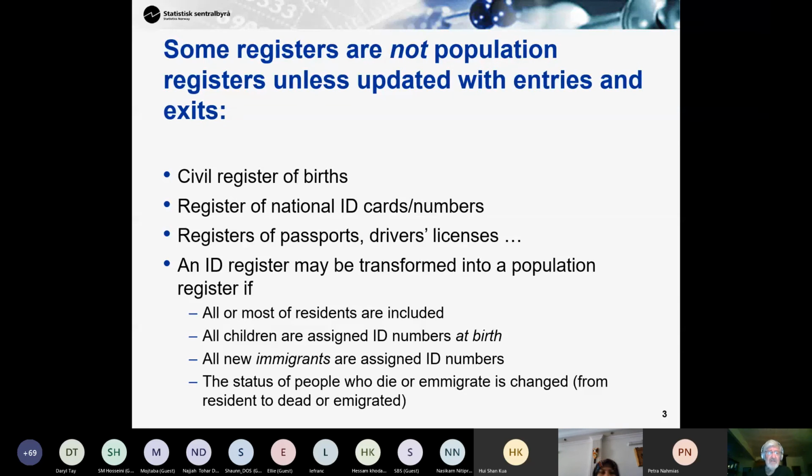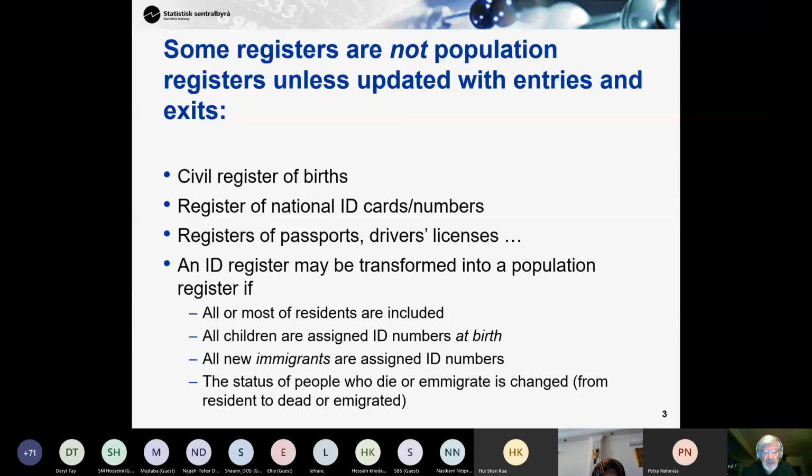But an ID register may be transformed into a population register if all or most residents are included. By that, I also mean non-citizens if they live in the country, yes. And secondly, that all children are assigned ID numbers at birth. In some countries, ID numbers are assigned at the age of maturity, which is usually 18, sometimes 16 or 14, but this has to be at birth.